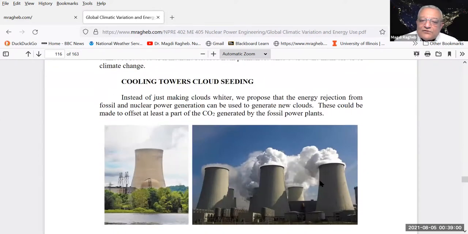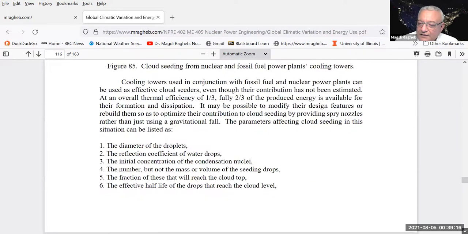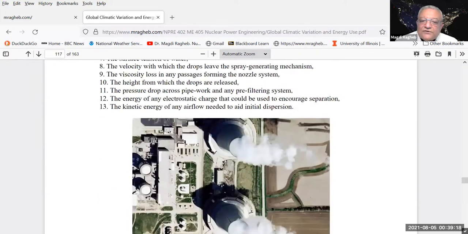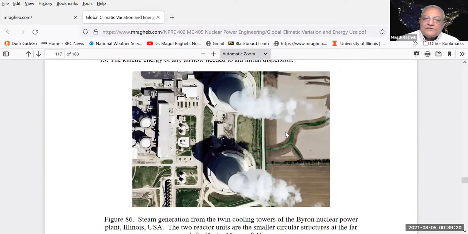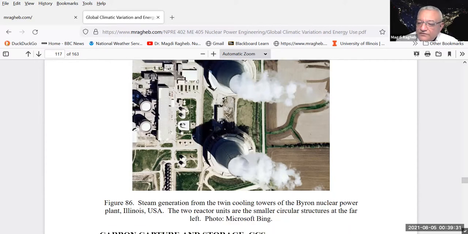Some people suggest using cooling towers instead of cooling lakes at a nuclear power plant, that the cooling towers evaporate the cooling water and can help reduce the atmospheric reflection of the Earth. And this is a Google picture from the top of a nuclear power plant, the Byron nuclear power plant in Illinois. Here you can see that those cooling towers do contribute to the formation of a significant amount of cloud.